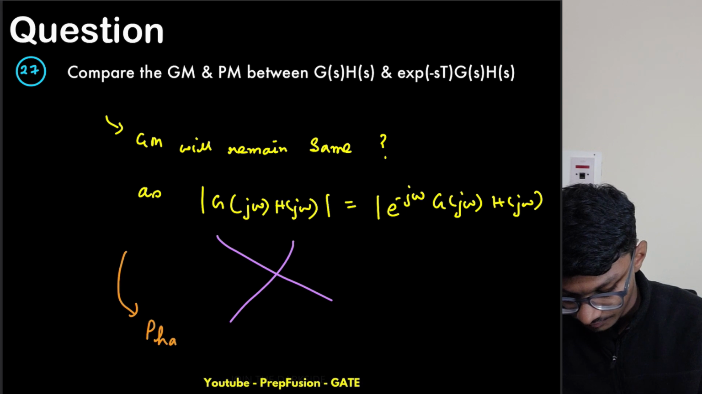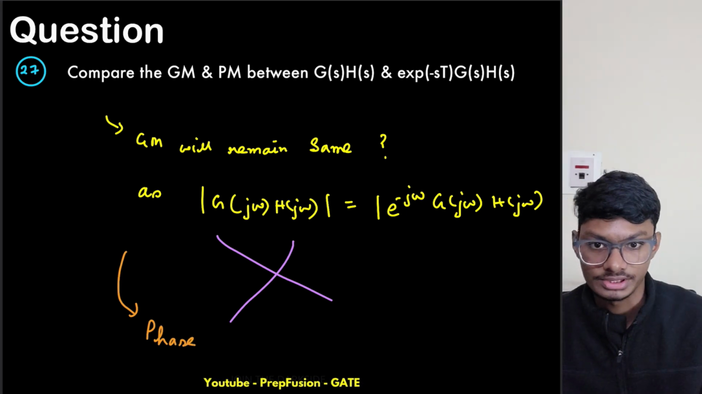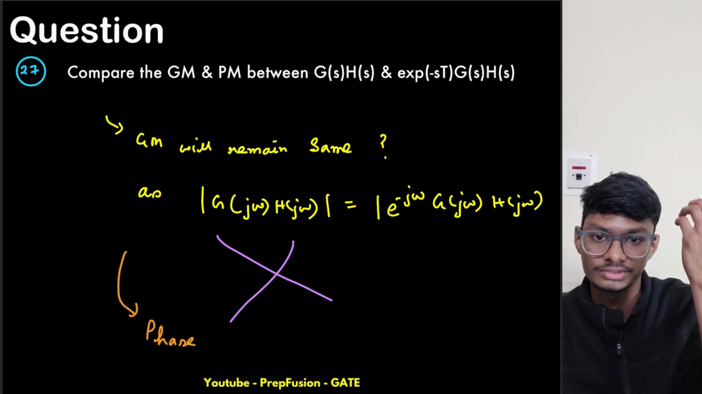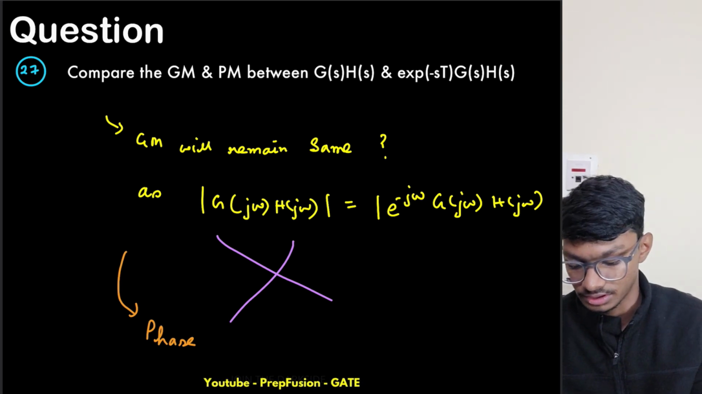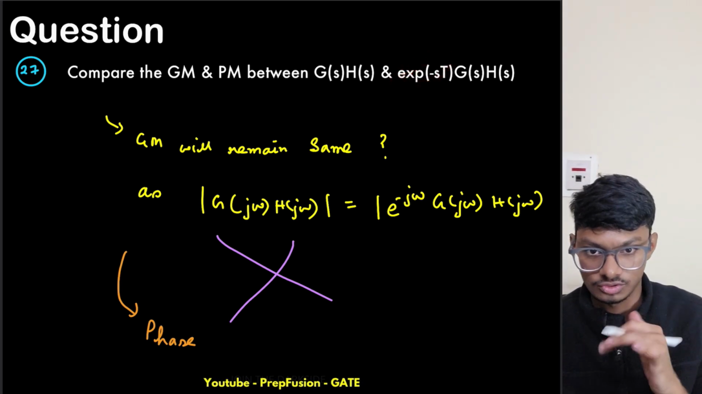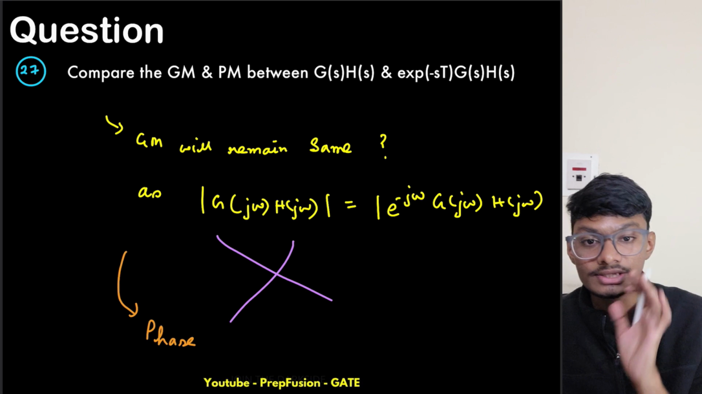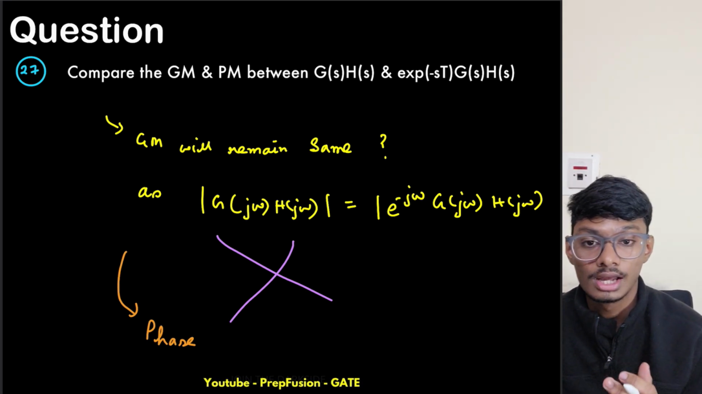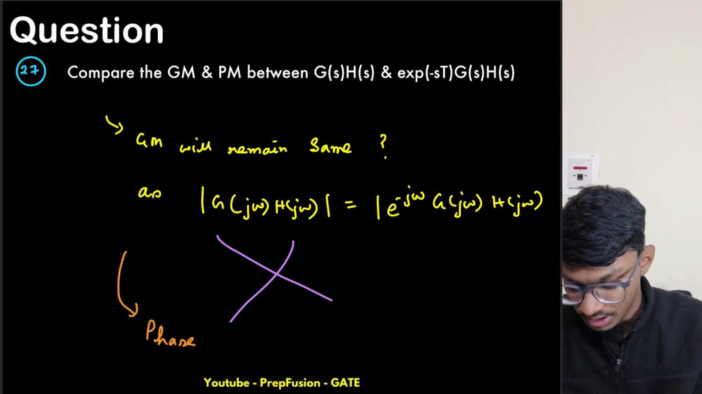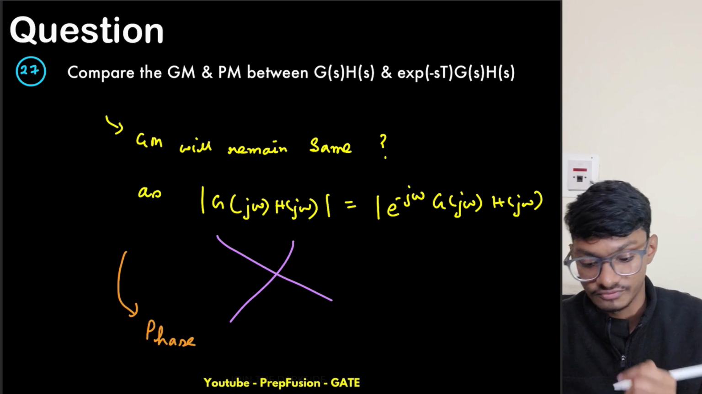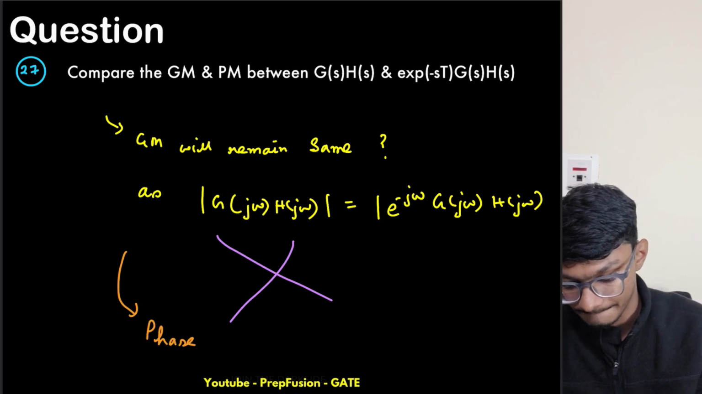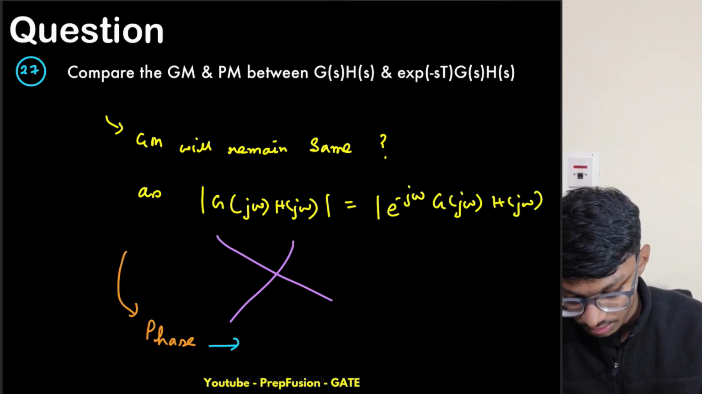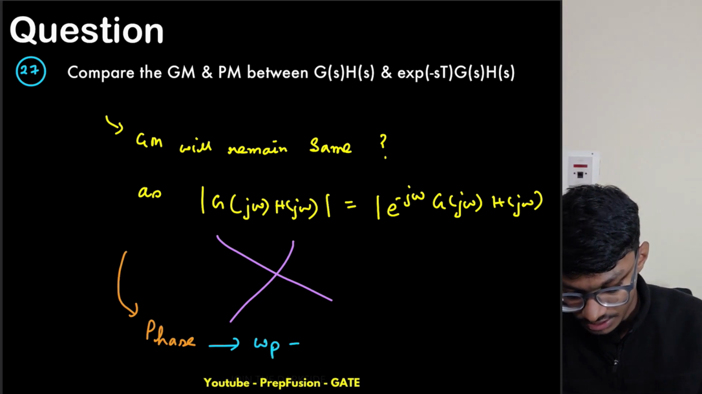Phase will change. The phase formula will change, obviously. The phase angle will change. Due to the time delay, you will provide some minus omega t phase, right? So if the phase changes, what does that mean? That means my omega pc, the phase crossover frequency, will change.